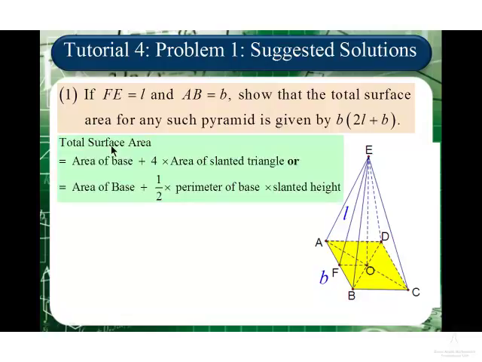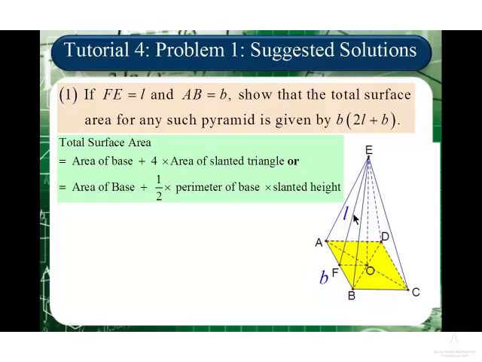Well, the total surface area of a pyramid of this type, in general, recall, will be the area of the base plus 4 times the area of these slanted triangles. Each of the sides represents a slanted triangle.